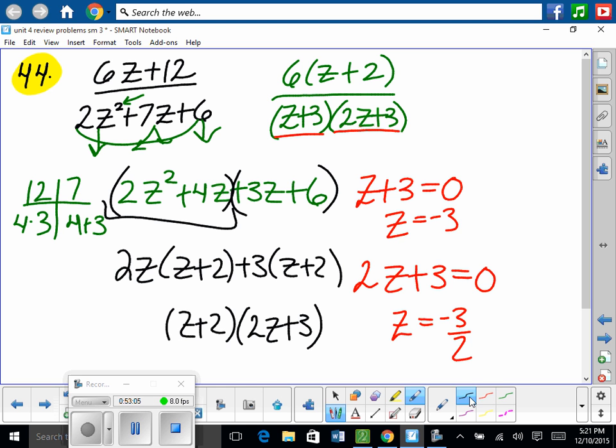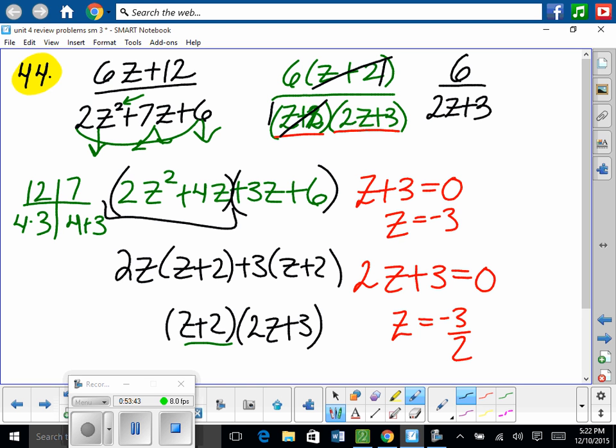So now that we've restricted our domain, we can divide out exact factors. We have a 6 on top, nothing that can divide with it on bottom. We have z plus 2 on top. Oh, I wrote z plus 3, but this was z plus 2. So we have z plus 2 on top, z plus 2 on bottom. They divide out and become 1. Left on top is 6 times 1, which is 6. On bottom we have 1 times 2z plus 3.